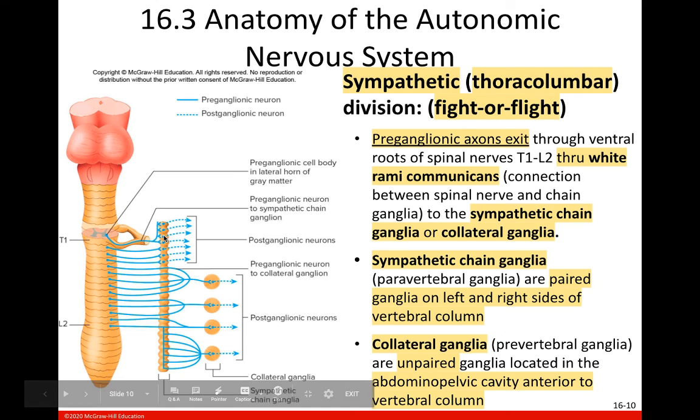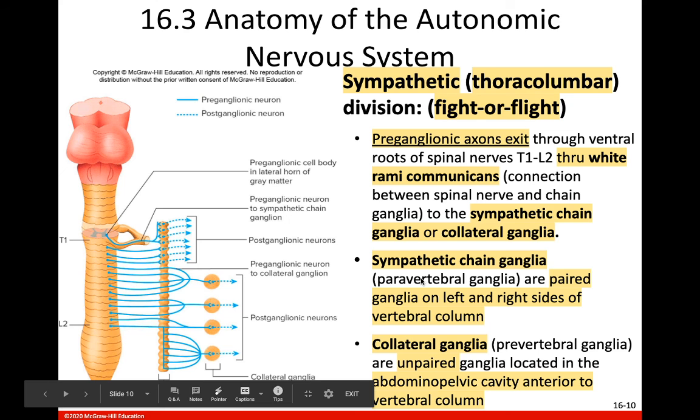Those are called the chain ganglia, and there those sympathetic preganglionic neurons will synapse with the postganglionic neuron. So you can see you have the solid preganglionic coming into the chain ganglia, and then you have the dotted line postganglionic coming out of the chain ganglia. So this is the synapse. It's happening right here in the chain ganglia.